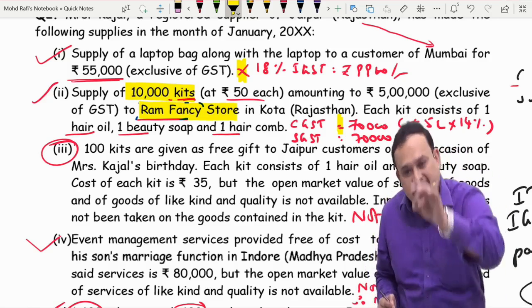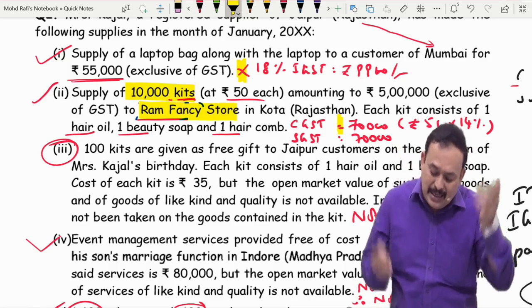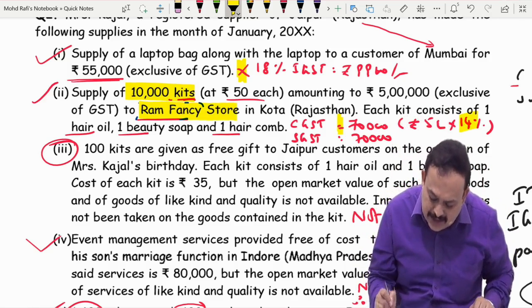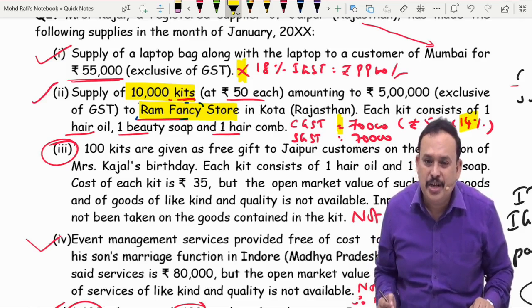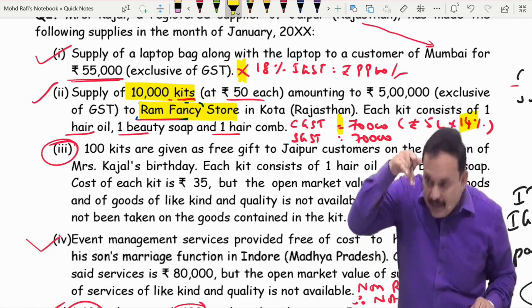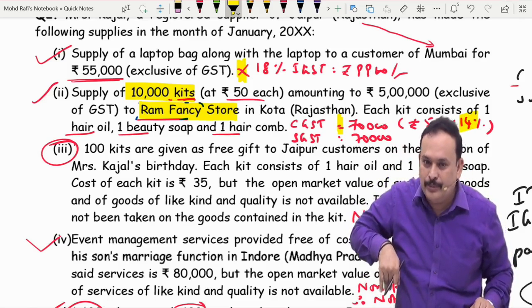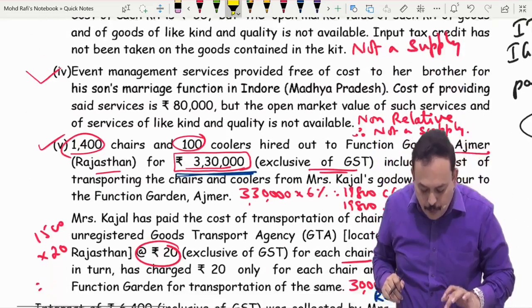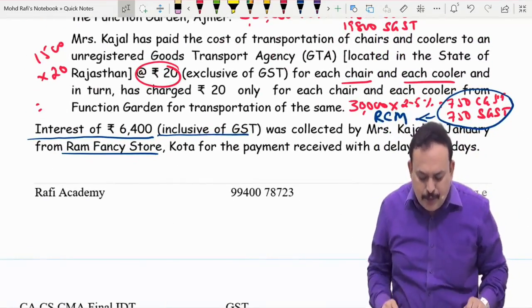If that is the case, what rate of GST we applied here? CGST 14%, SGST 14%, that means 28%. That GST also applies to interest. Interest also, understand. Therefore, interest 6,400 rupees charged.